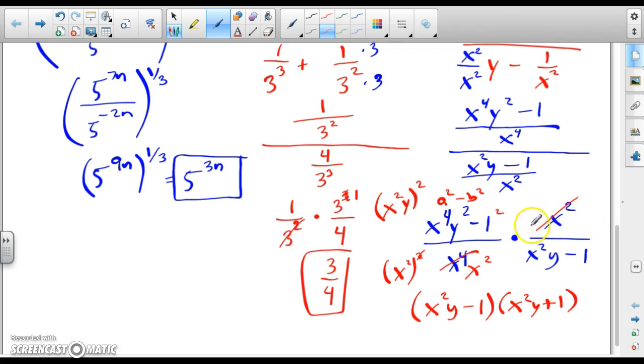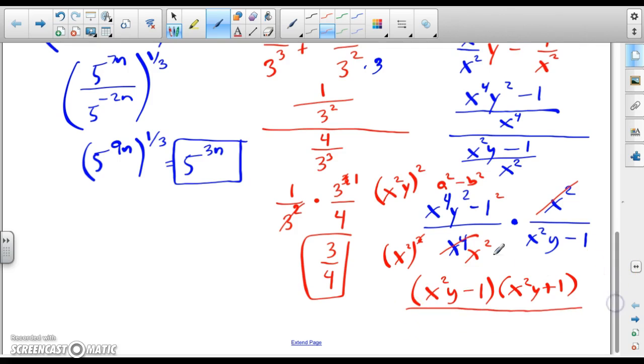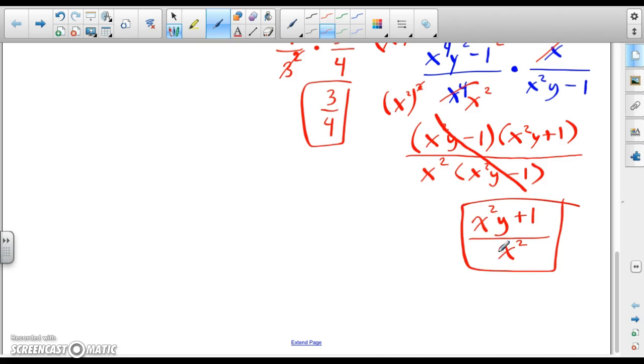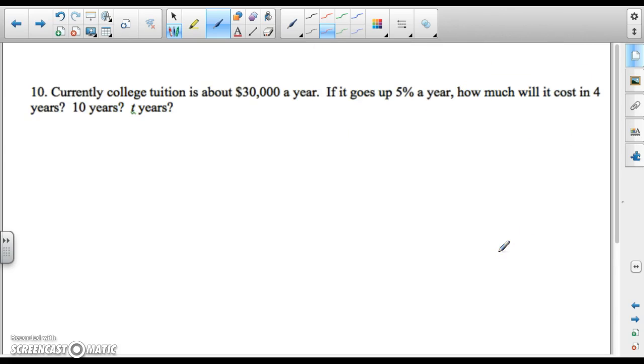There's nothing else on this side. This is divided by x squared times x squared y minus 1. And what's great about this is we see common terms cancel out. So what we're left with is x squared y plus 1 all over x squared. Like that. Okay. Let's take a look at the back.